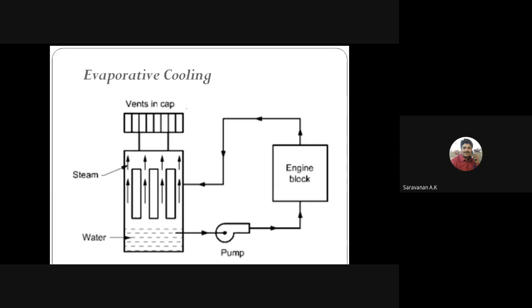Then the next one is the evaporative cooling system. It is just a schematic diagram. Here you can see the same upper tank, the lower tank, then the vent cap, the pump and the engine block. The arrowheads in the diagram show the direction of the water flow.